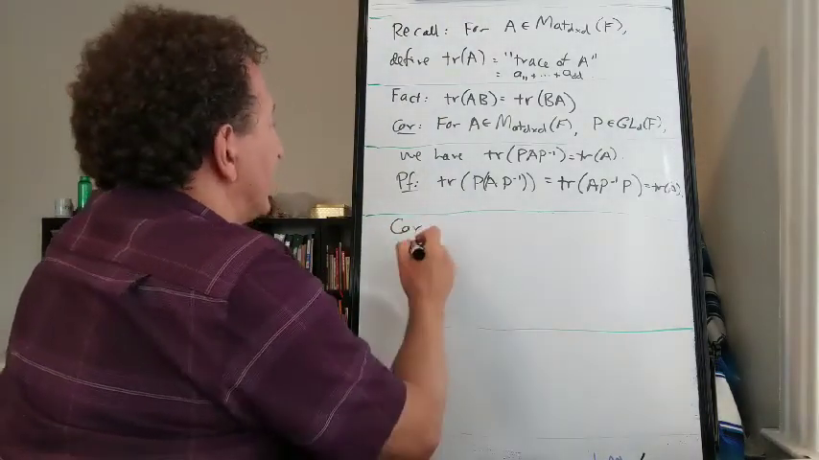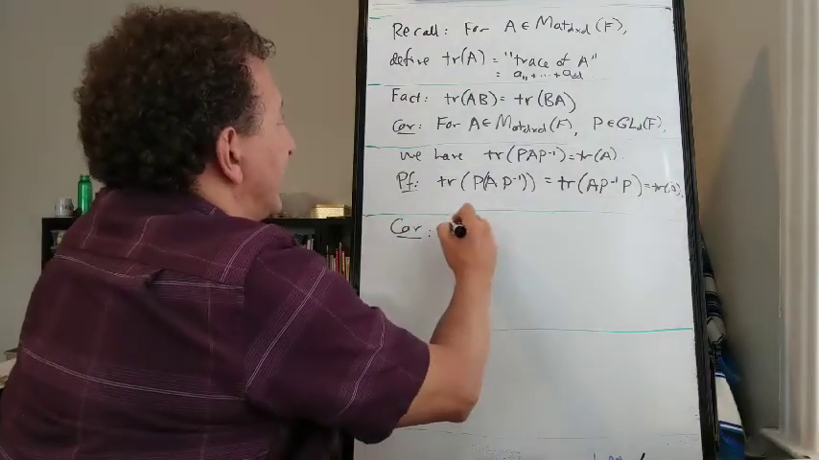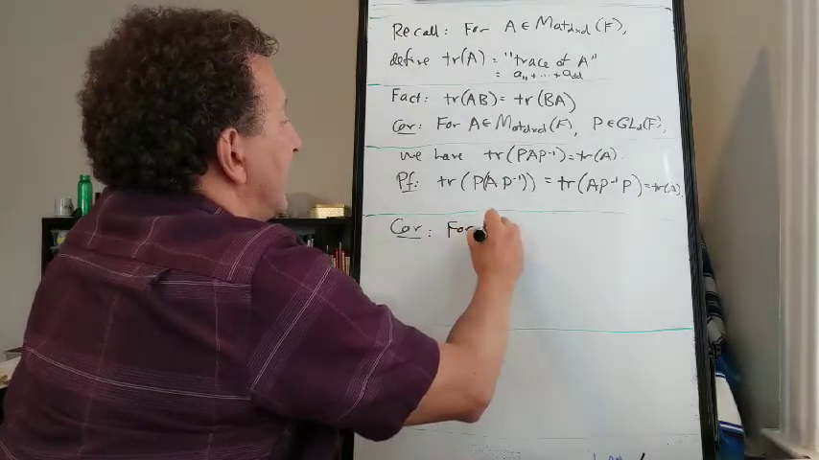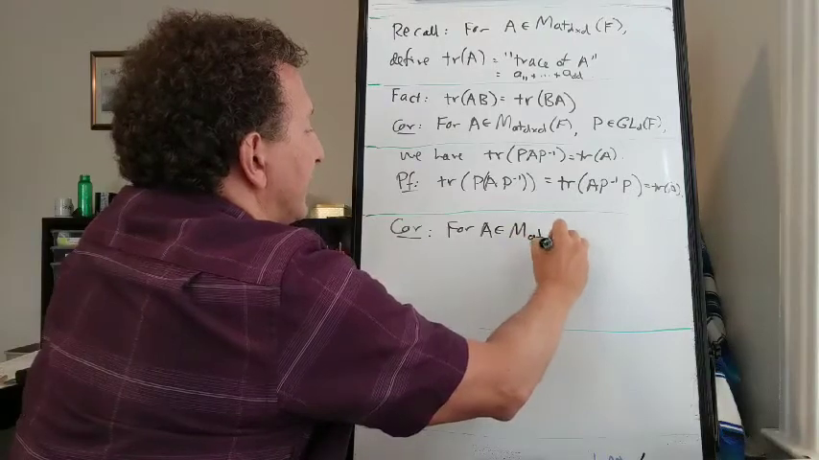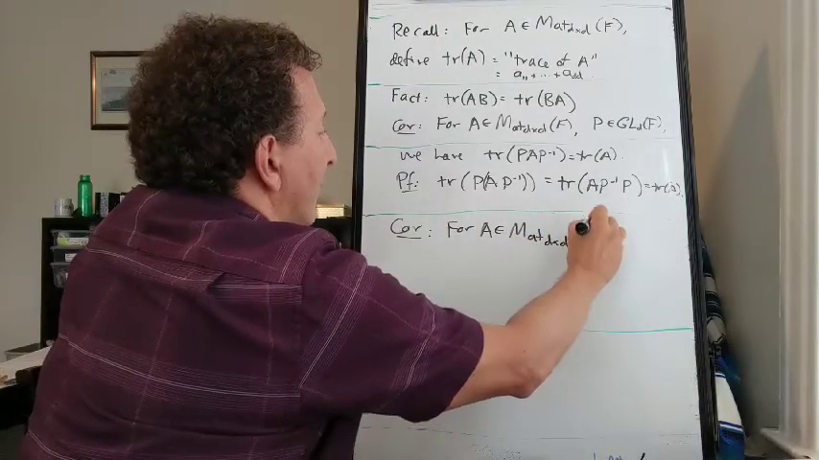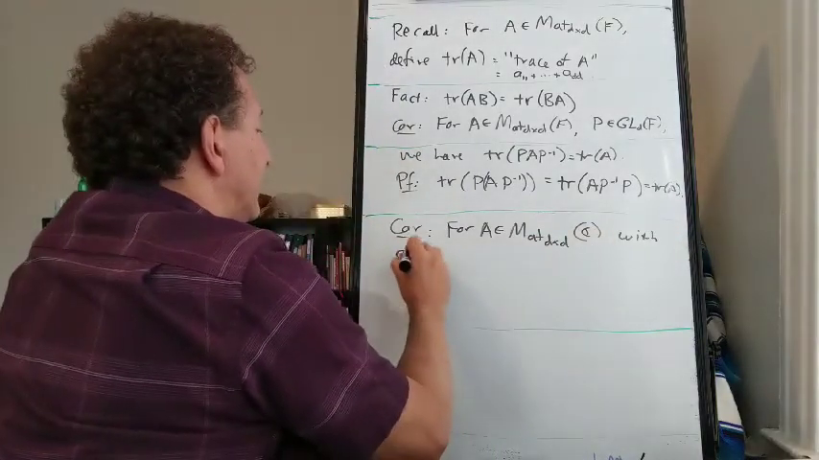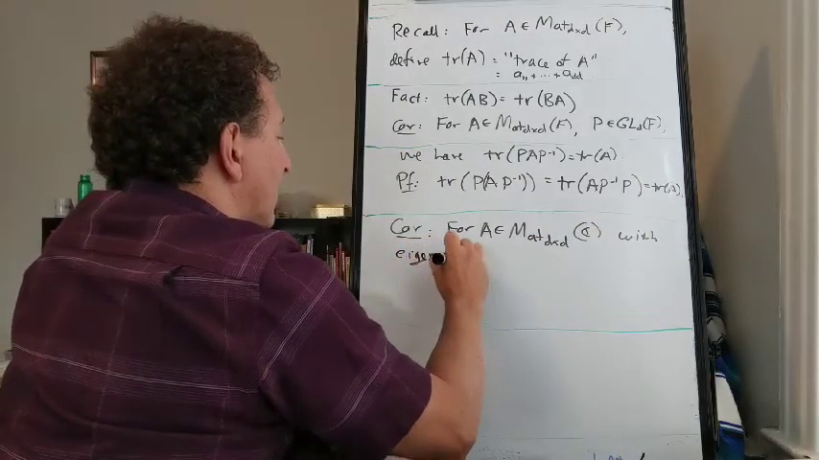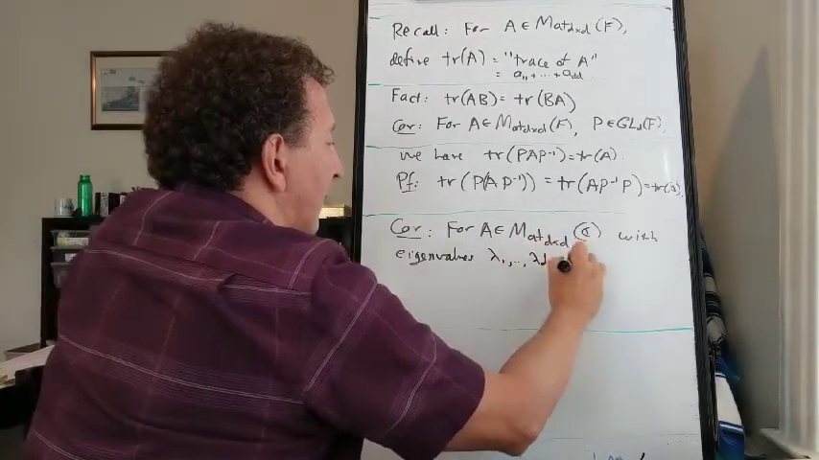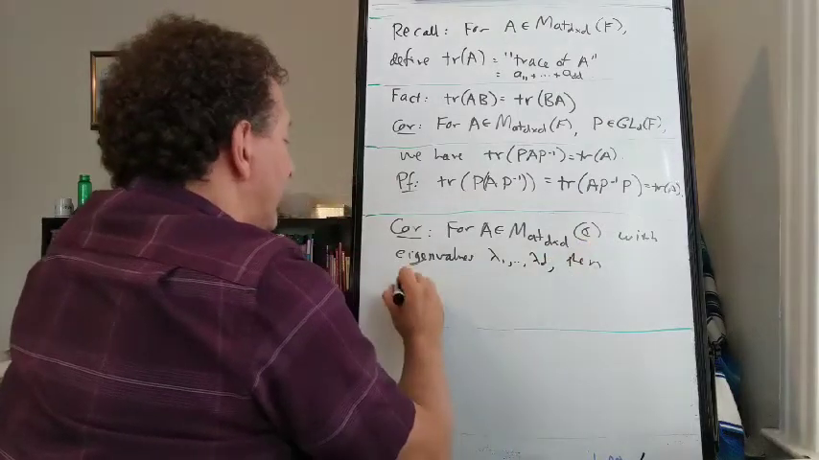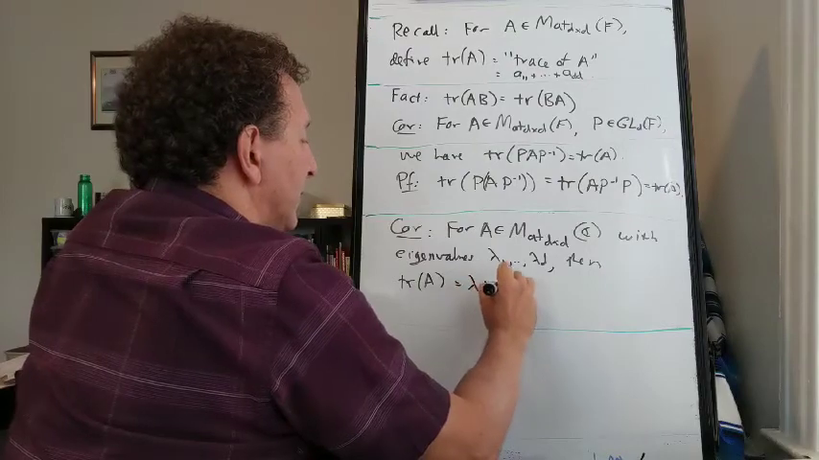And then another consequence, a consequence of this consequence, is that if we're working over the complex numbers, and A is a matrix that has eigenvalues lambda 1 through lambda d, then the trace of A is equal to the sum of the eigenvalues.